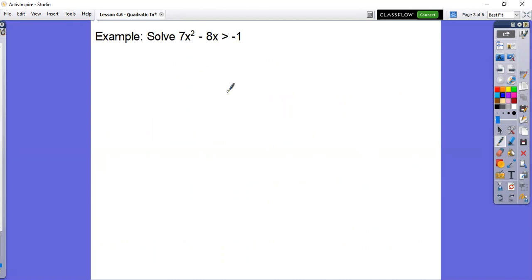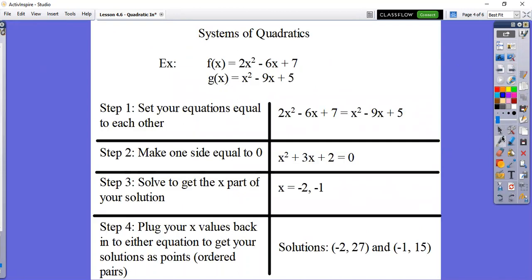This is an example we're going to do in class. I'm going to leave this one up here. If you want to try and practice this one before we get to class, this is an example that you could solve. Now let's look at systems of quadratics.